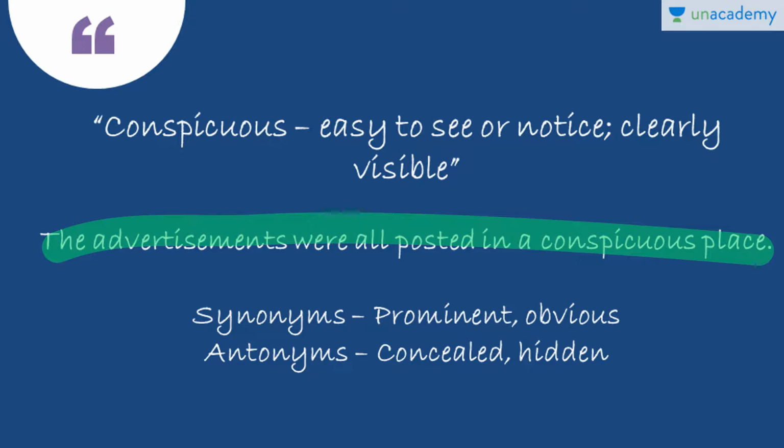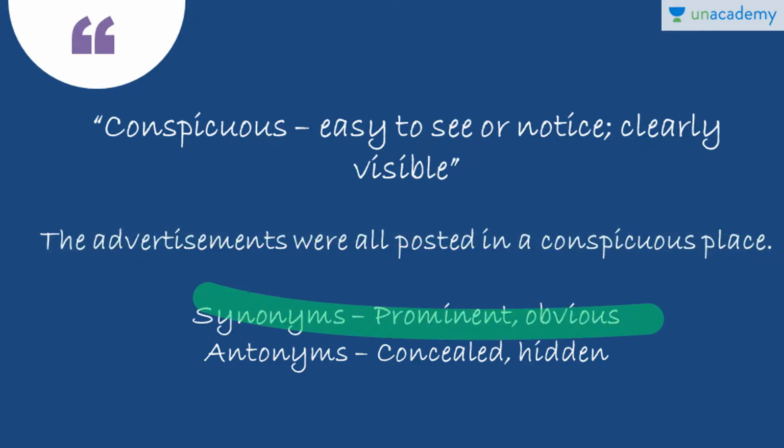Okay, the synonyms for this are prominent and obvious. Now when I'm saying obvious, something which is easy to notice means something which is obvious. Next is prominent. Prominent means something very important, something very famous. But there is one more meaning of prominent, and that is noticeable. Something which is noticeable is also prominent. So we can have prominent as a synonym of conspicuous.